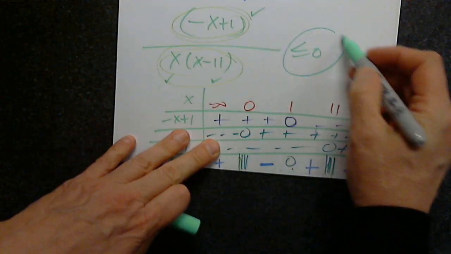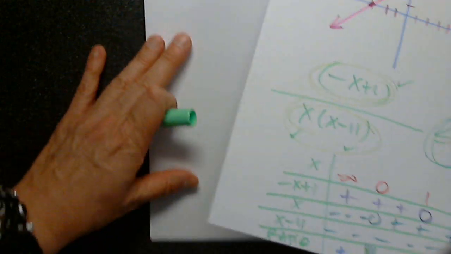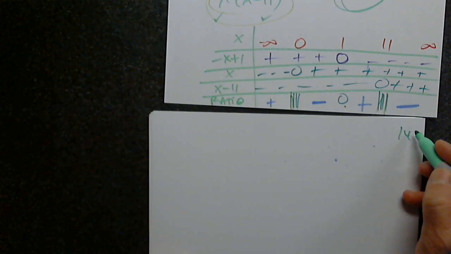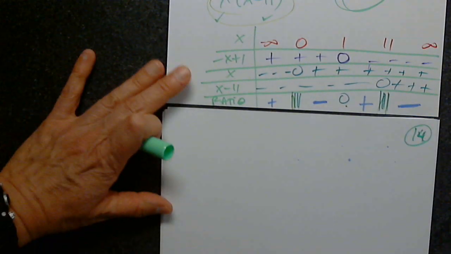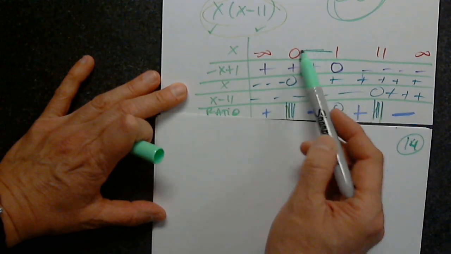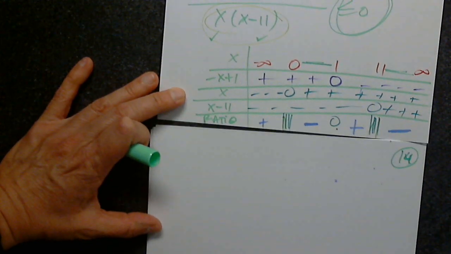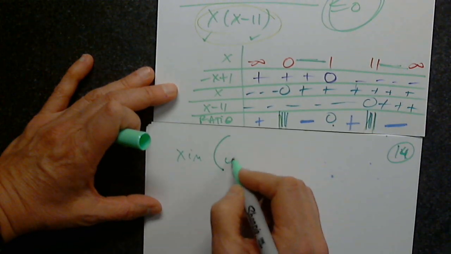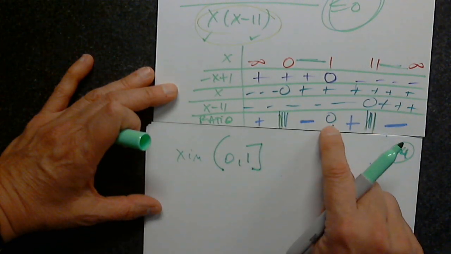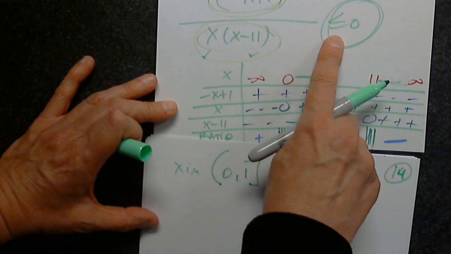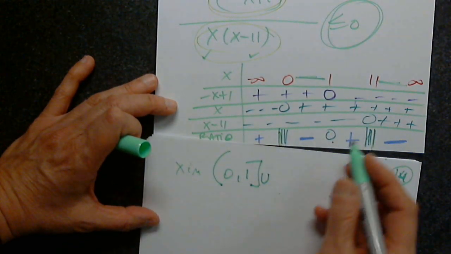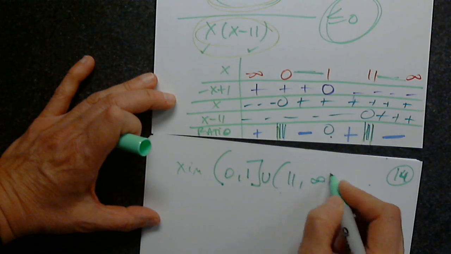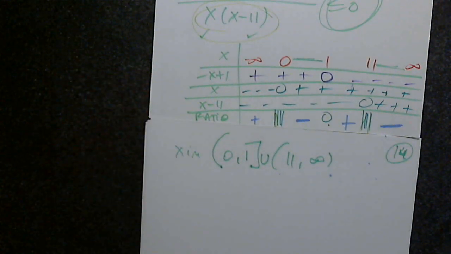But I'm asked to find a negative. So what do I pick? I pick the negative. So it's this and this. So x is in the interval, parentheses 0, 1, but a bracket at 1 because I'm allowed to have 1 because of the equal symbol. But union, I'm not allowed to have 11, infinity. Is this better?